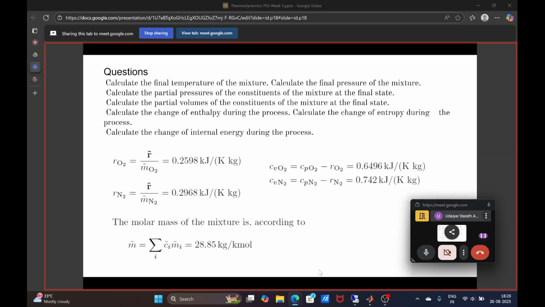So we know this. So what is to be found out? Calculate the final temperature of the mixture, calculate the final pressure of the mixture, calculate the partial pressures of the constituents of the mixture at the final state, calculate the partial volumes of the constituents of the mixture at the final state, calculate the change of internal energy during the process.